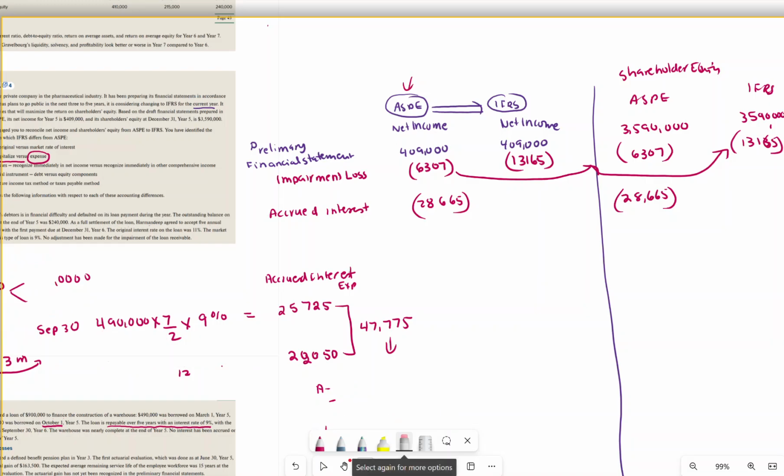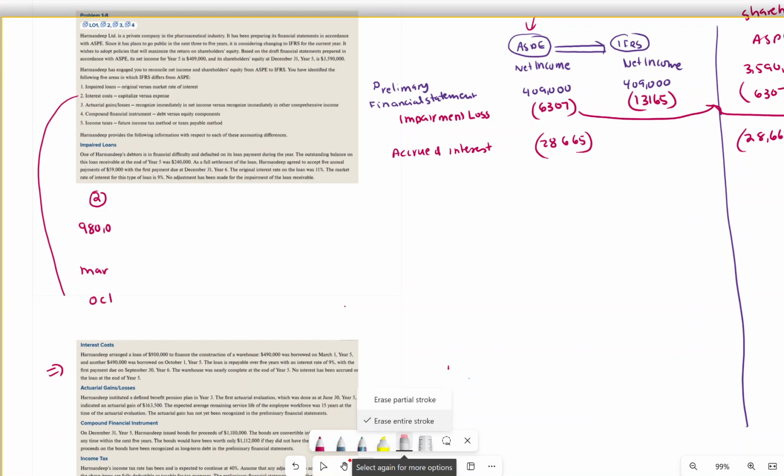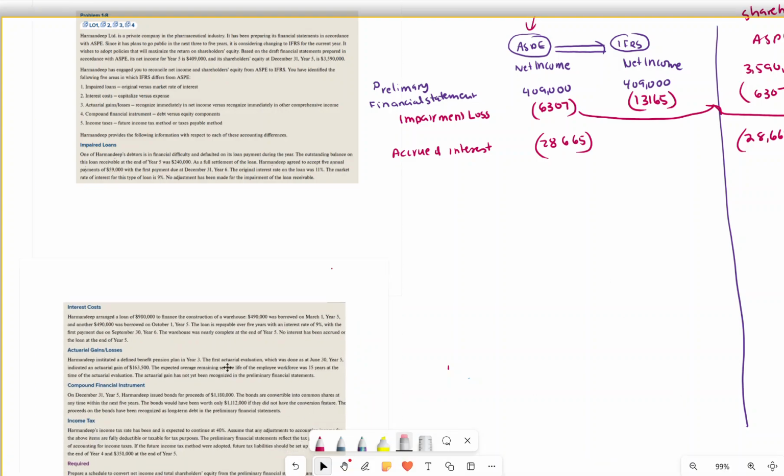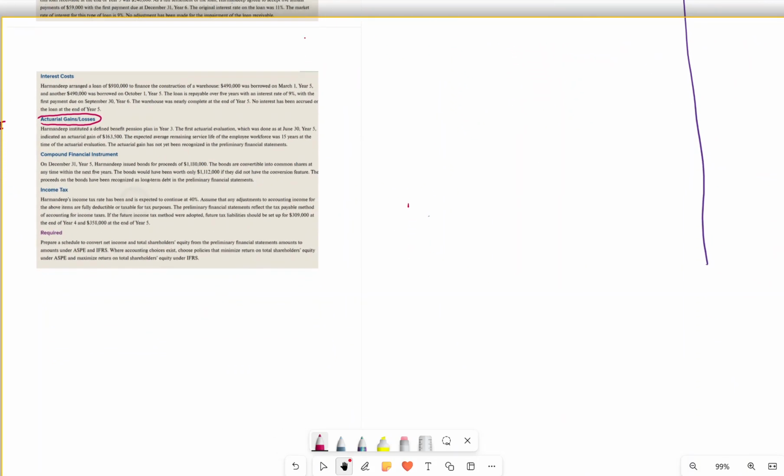So let's do our next one and see what is happening with it. My next is actuarial gain and loss. An actuarial gain and loss comes with your pension, which is your chapter 9. Under IFRS, any actuarial gain and loss goes through your OCI, whereas any gains and losses will go to your net income if the company was following an ASPE standard. So let's see what adjustment we needed to make.